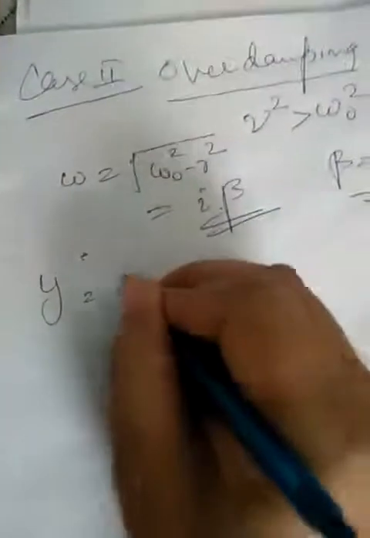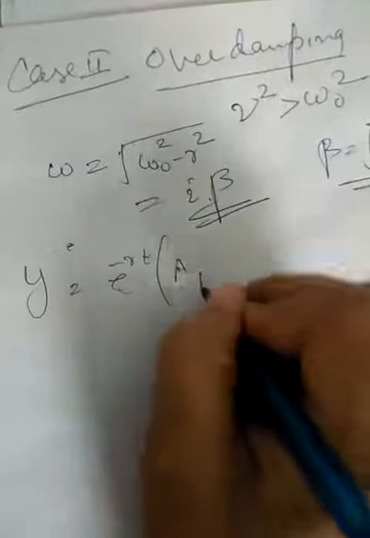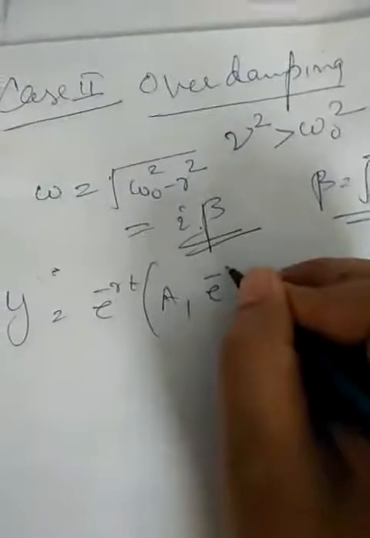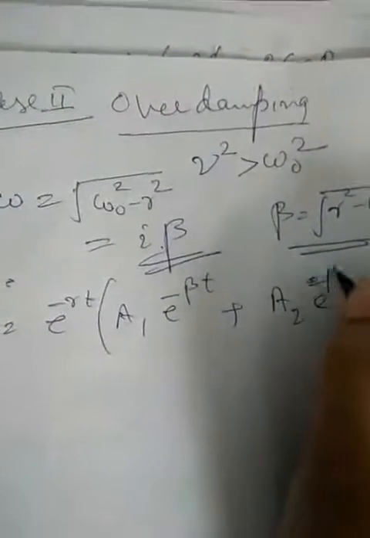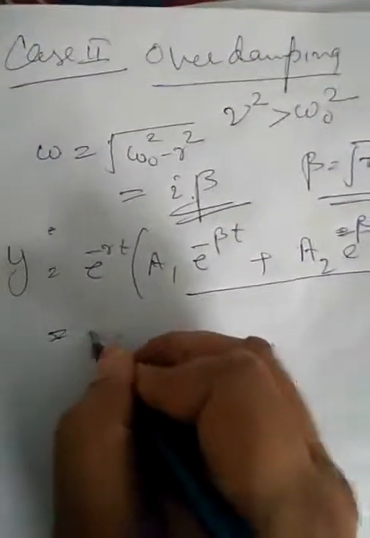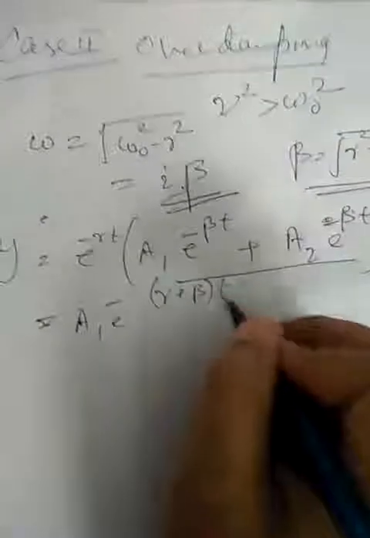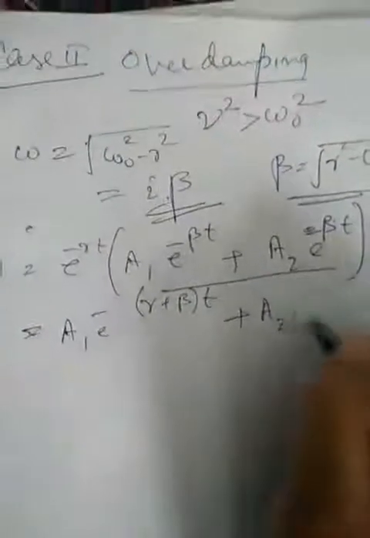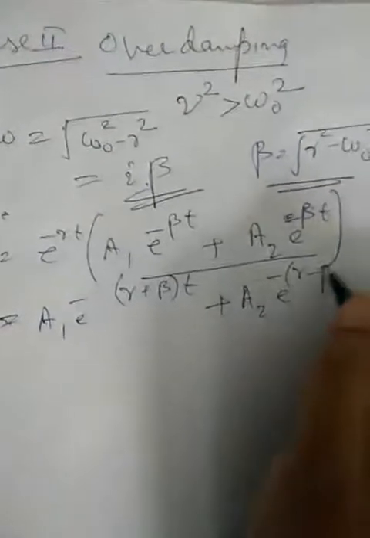e raised to minus gamma t into (a1 e raised to minus beta t plus a2 e raised to beta t). So that is the general solution of this equation, and that is in case of over damping. So that means y is equal to a1 e raised to minus (gamma plus beta) into t plus a2 e raised to minus (gamma minus beta) into t. So that is called this one.